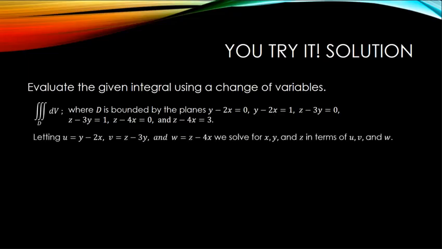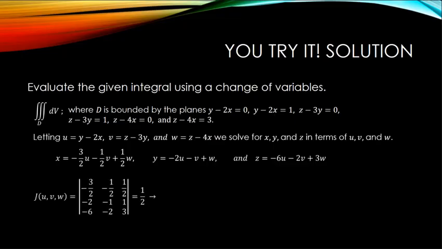I'll note that if I let u equal y minus 2x, v equals z minus 3y, and w equals z minus 4x, we can solve for x, y, and z in terms of u, v, and w. x will become negative 3/2 u minus 1/2 v plus 1/2 w. y will become negative 2u minus v plus w, and z will become negative 6u minus 2v plus 3w.